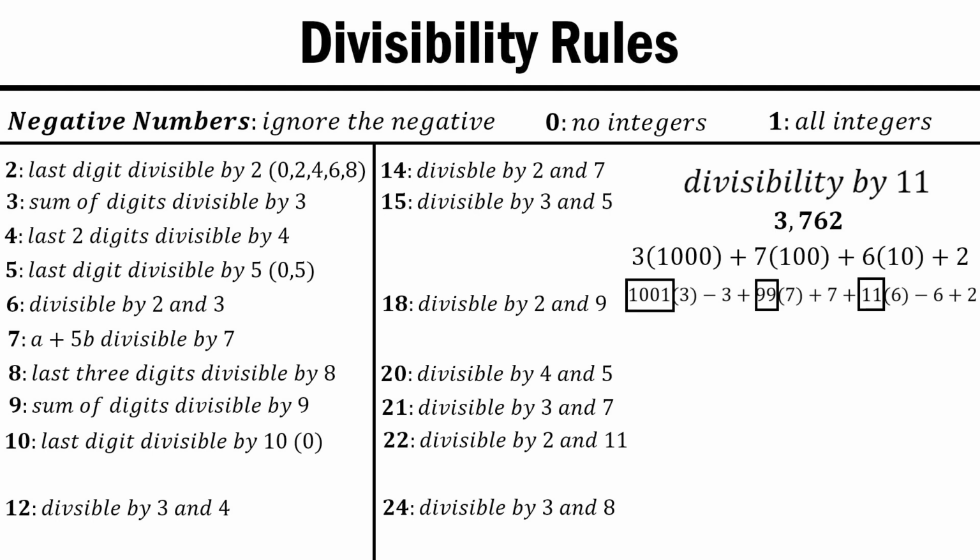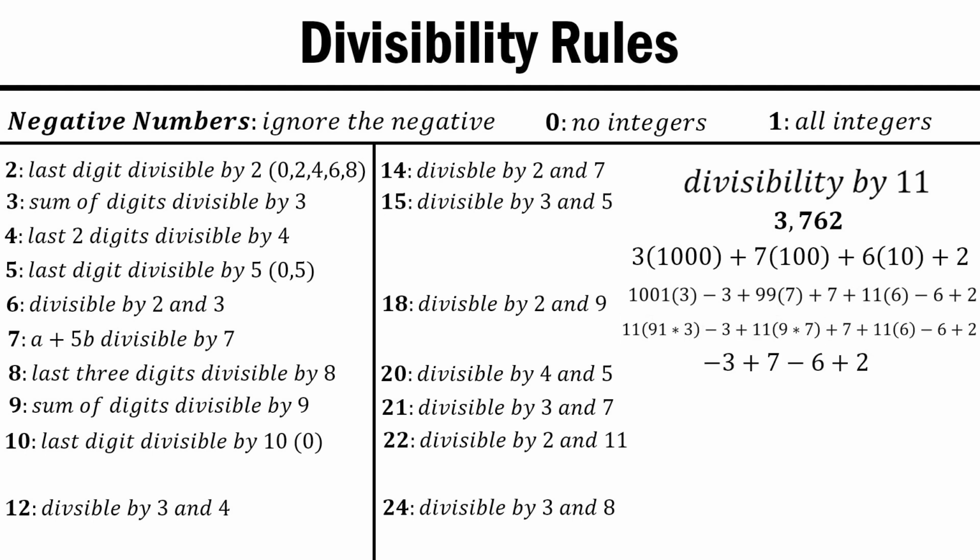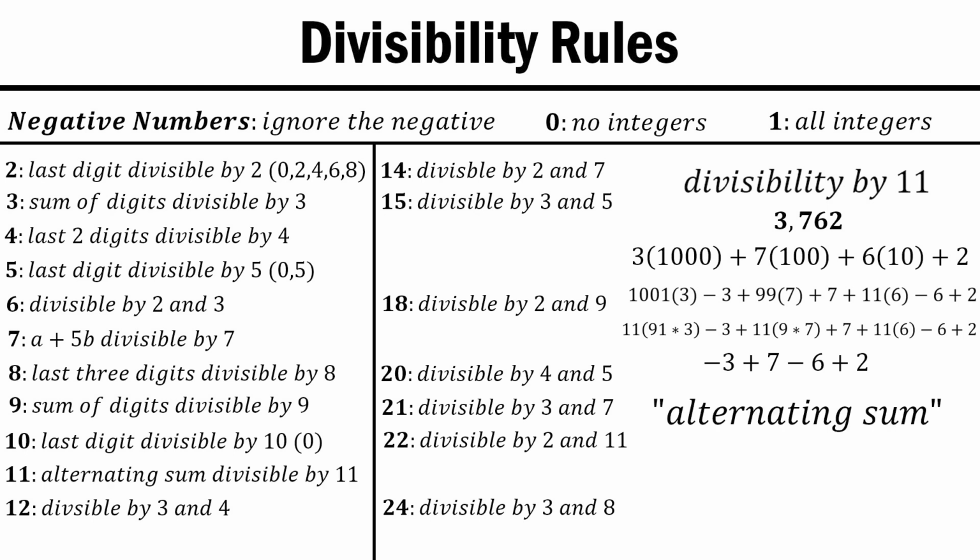1,001, 99, and 11 are all multiples of 11, so we can ignore them, and we are left with negative 3 plus 7 minus 6 plus 2. This is similar to our rule for 3 and 9, but it alternates between addition and subtraction, which we call an alternating sum. This alternating sum of the digits must be a multiple of 11. In this case, they sum to 0, and since 11 times 0 is equal to 0, the sum is a multiple of 11, and so 11 divides 3,762.